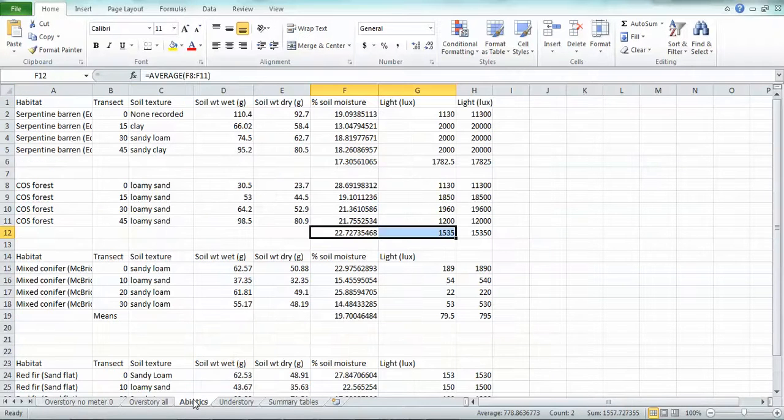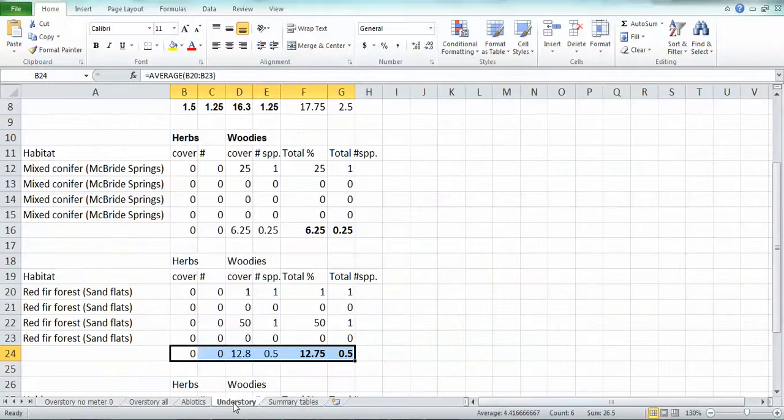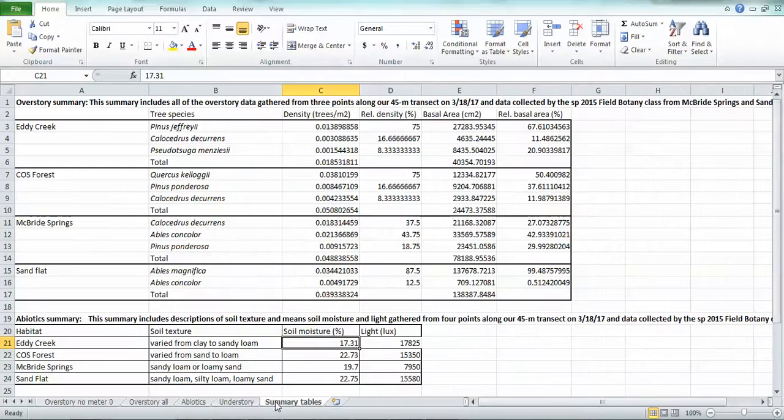You have one tab that has all of the raw abiotic data and one tab that includes all of the raw understory data. So these data are available to you if you need to refer to them or if you want to do some other analyses.